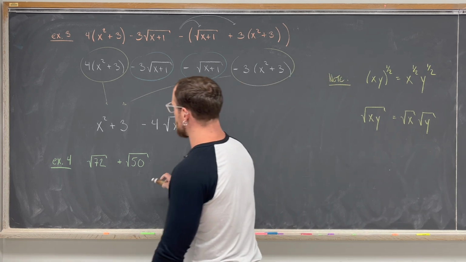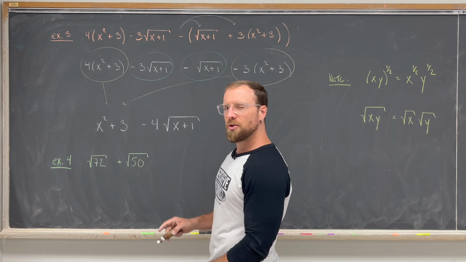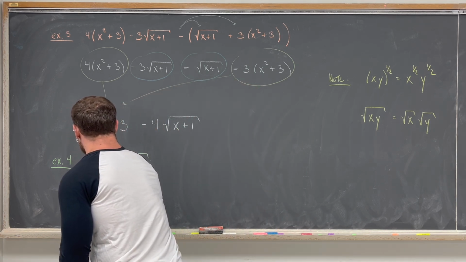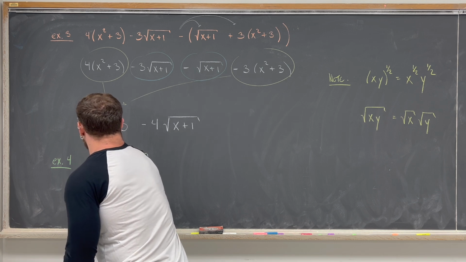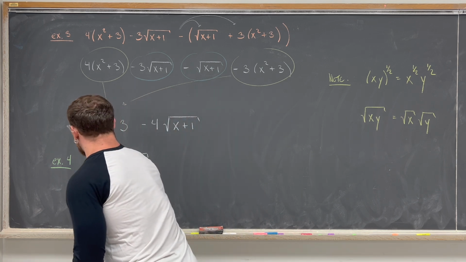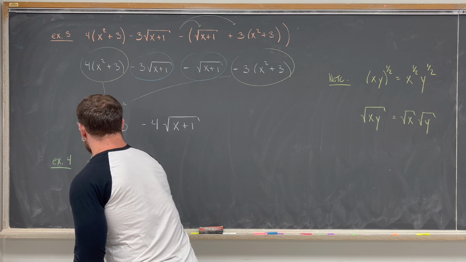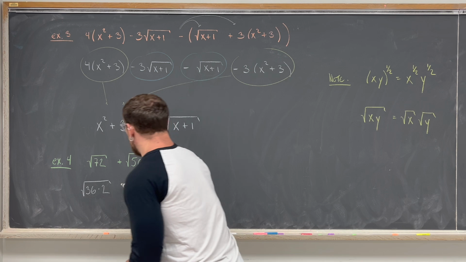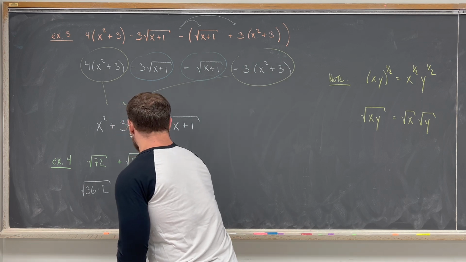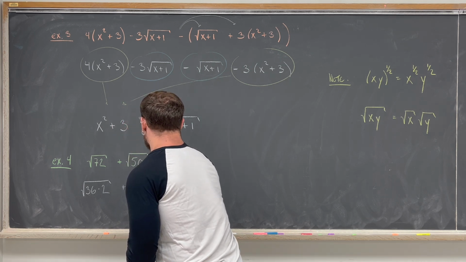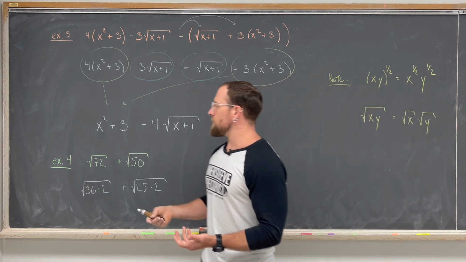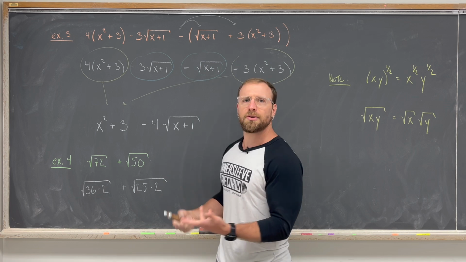It means that I can take the square root of 72 and I can rewrite it to be the square root of 36, maybe I'll do it this way, the square root of 36 times 2. 36 times 2 is 72. And 50 is 25 times 2. Now, sure, 72 is also 9 times 8. 50 is also 10 times 5.